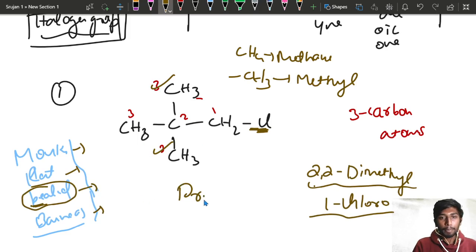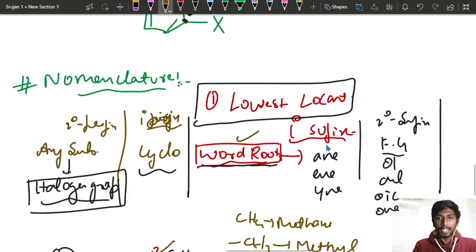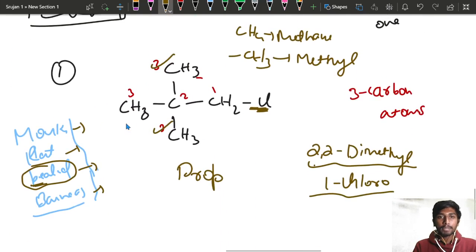That is a prop. It is saturated, so the word root is done. What is the suffix? The primary suffix is for saturation, that is the ane, propane. Next, is there any cyclo thing here? No. Is there a functional group? No. Now we have to go for the substituent groups.